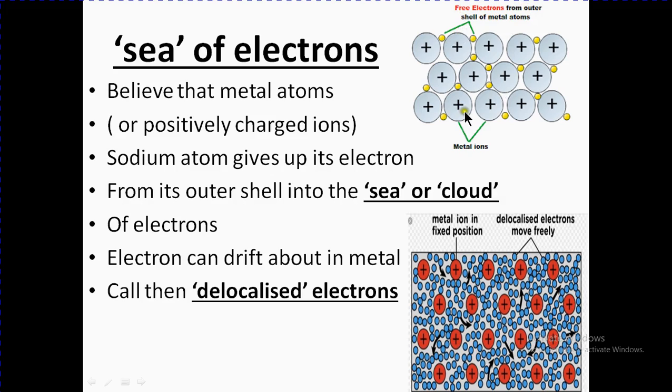So after losing the electron, they become ions. Electrons can drift about in the metal, and are then called delocalized electrons. You can see that the metal ions are in fixed positions, but delocalized electrons move freely everywhere around these ions. So these form a sea, or the cloud, of electrons, you can say that.